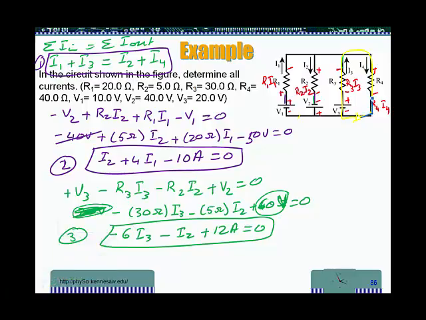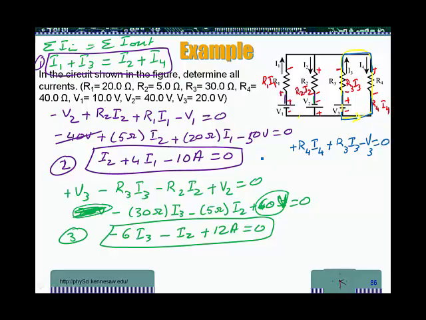So as we go here, we meet the negative of R4, so it's going to be plus R4 I4. And then we meet the negative of R3, so it's going to be plus R3 I3. And then we meet the positive of V3, so that's a drop in electrical potential, minus V3. And I'm back where I started, that should add up to 0.